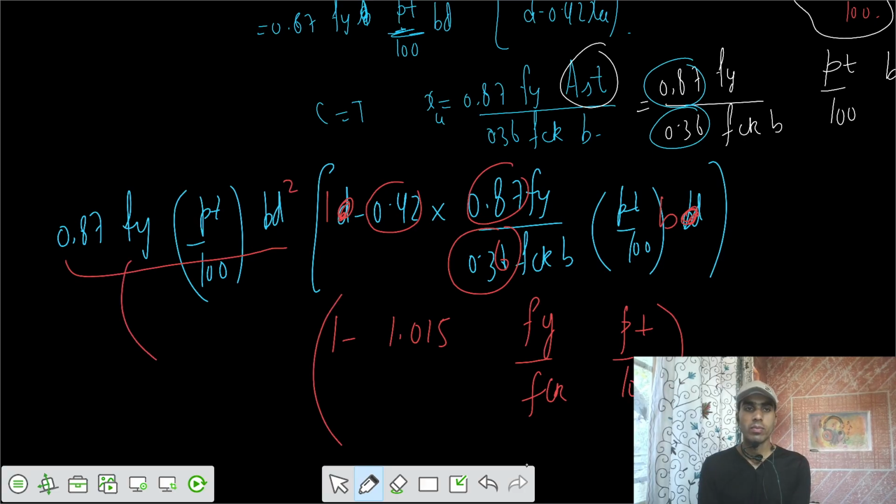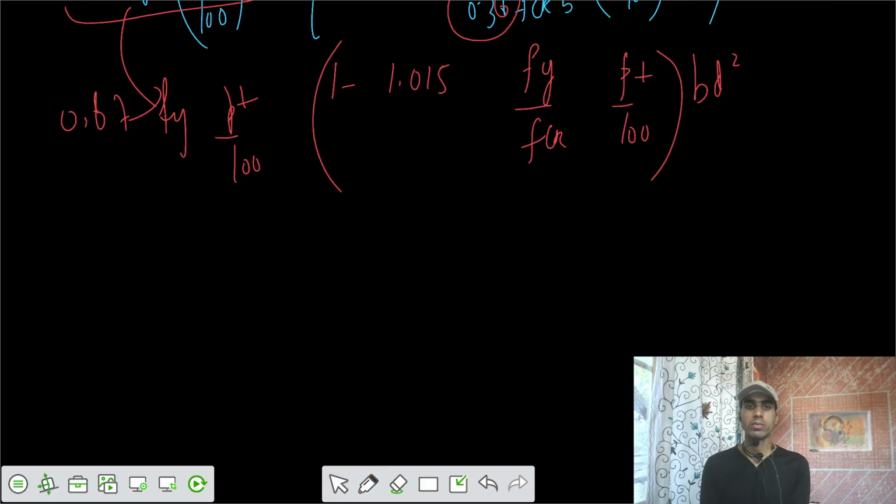Then we have this part also here, 0.87 fy pt by 100, then finally bd square. So this was what we had to derive.